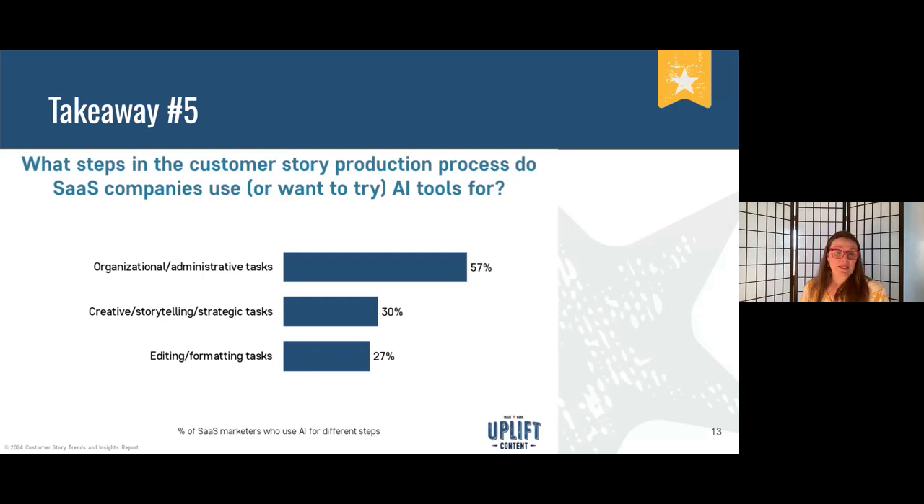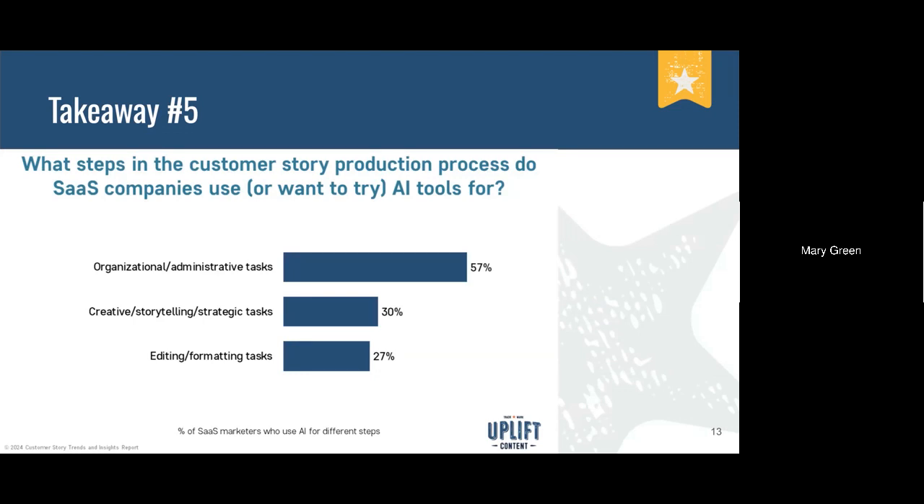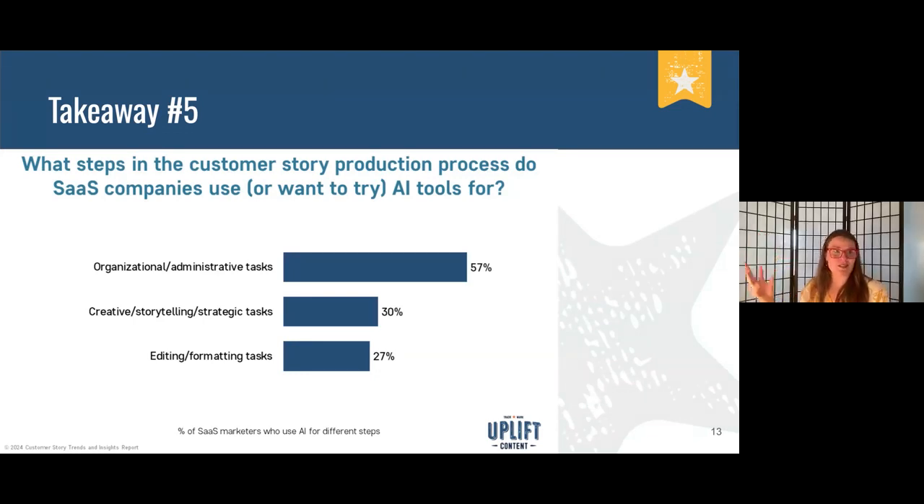So that was interesting to see. Here is the breakdown in terms of AI. So the question was, what steps in the customer story production process do SaaS companies use or want to try AI tools for? So we did combine current status as well as future aspirations together. So we've got organizational and administrative tasks coming in at 57% of folks using AI for this. And then the more creative storytelling portion comes in at 30%. Editing and formatting comes in at 27%.